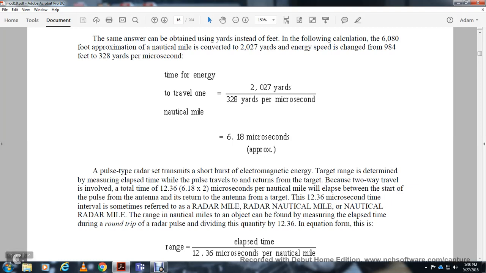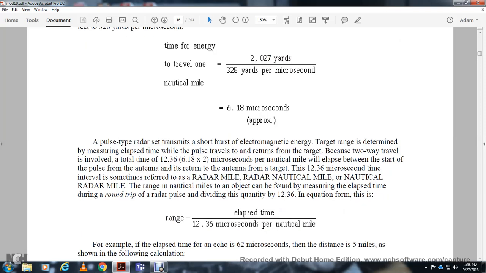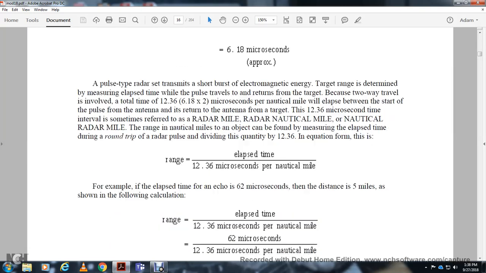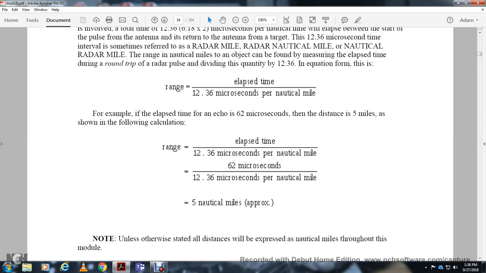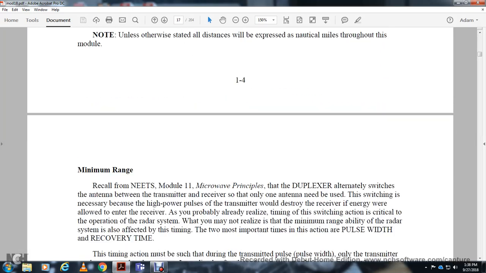During the round trip of the radar pulse, dividing by the quantity 12.36, the equation is: range is equal to the elapsed time over 12.36 microseconds per nautical mile. For example, for an echo elapsed time of 62 microseconds, the distance of 5 miles is shown in the following calculation: range equals the elapsed time over 12.36 microseconds per nautical mile, or 62 microseconds over 12.36 microseconds per nautical mile, which gives you approximately 5 nautical miles. Note that unless otherwise stated, distance will be expressed in nautical miles throughout this module.